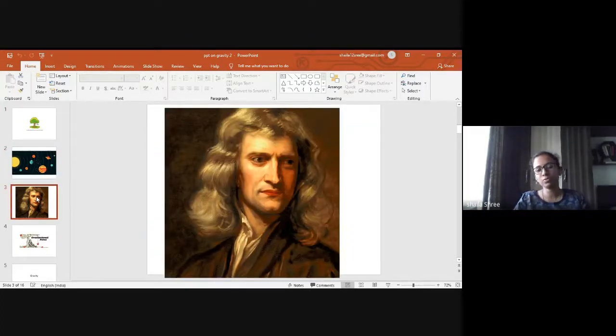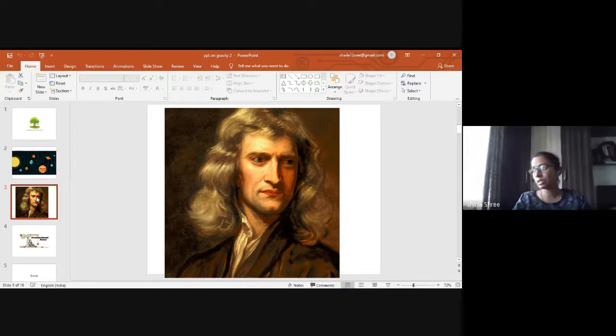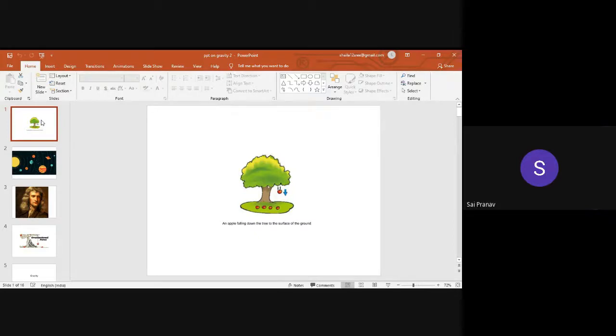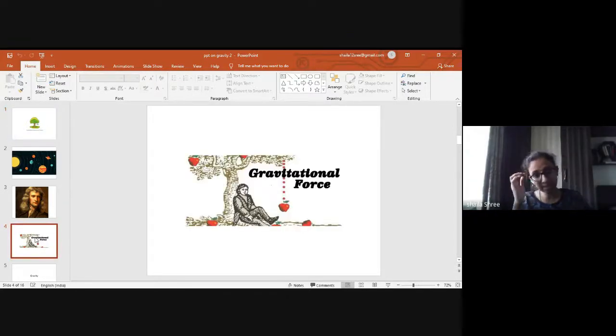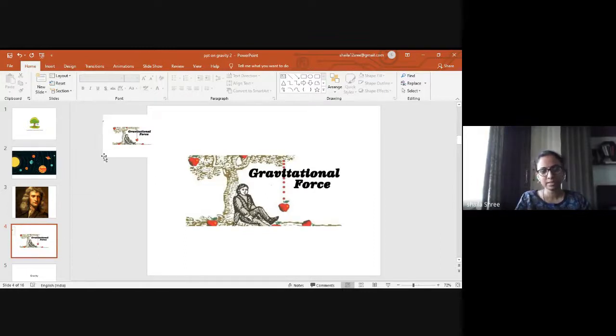Now tell me what comes to your mind when you see these pictures. I see Newton's laws. You can see Newton's picture and remember Newton's laws. By this one, apple falling from the tree, that is downwards. What do you understand? Gravity. Yeah, gravity. Don't you recall gravity, Adi? Yes. So now we are going to discuss gravitational force. Whenever you see an apple falling down from the tree, that is what you remember, right? Yes or no?